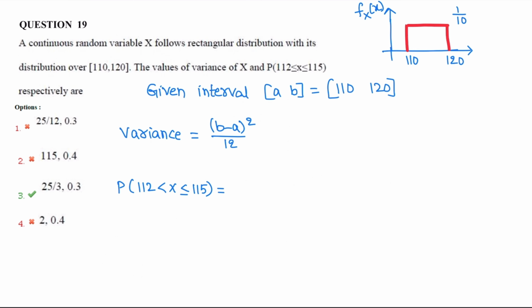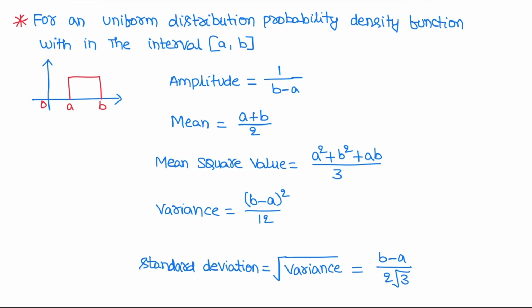Question number 19. It is related to uniform distribution. For a uniform distribution, the probability density function within the interval a comma b is this curve for the uniform distribution. Amplitude here is 1 by b minus a. The amplitude of the function is 1 by b minus a.